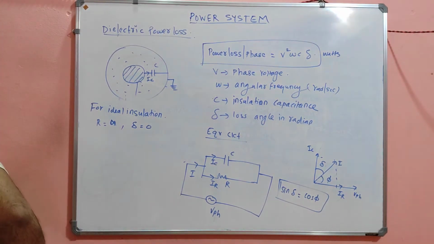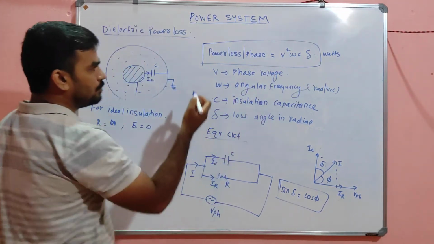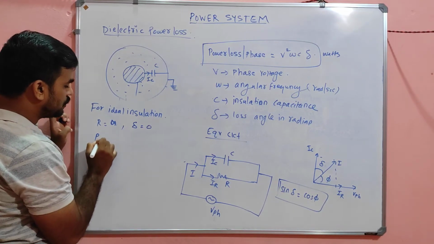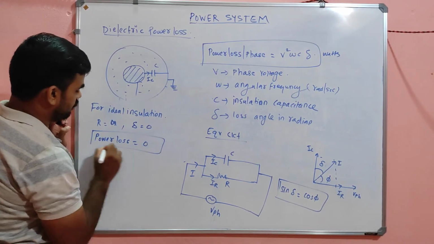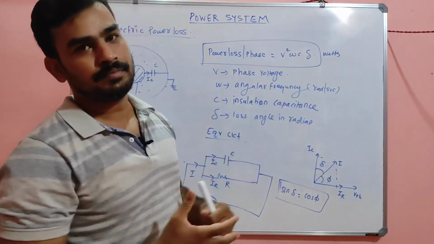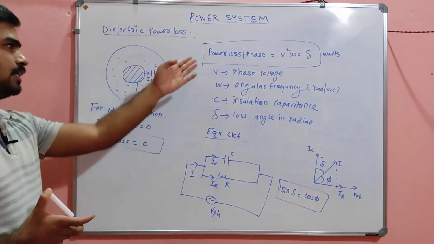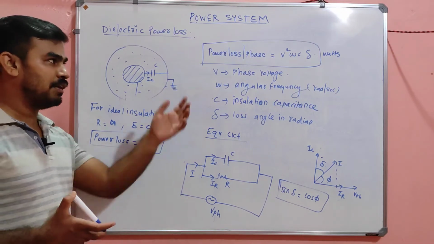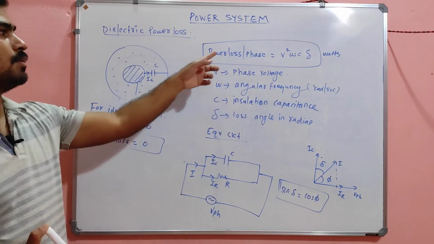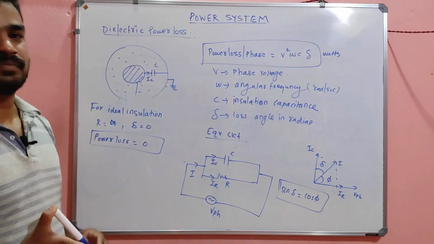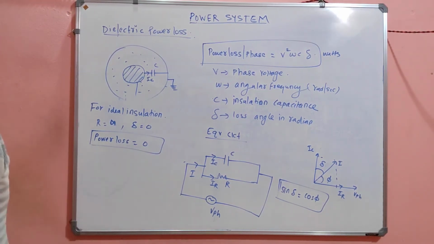So at that time, what will be the power loss, my dear? P loss will be equal to 0, because delta will be equal to 0. So a one word question may be asked like this: for an ideal insulator, what will be the dielectric power loss? The dielectric power loss is 0. That's all, from the examination point of view.